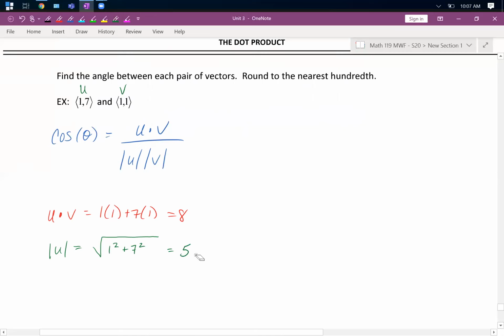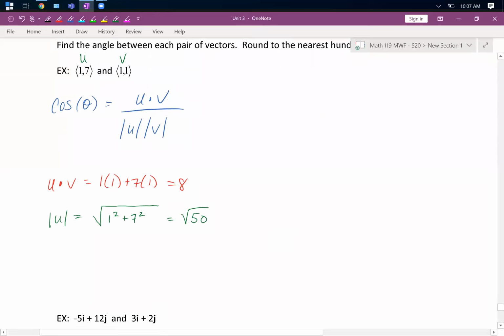So that's going to be the square root of 59. I wouldn't even waste my time simplifying that to 5 square root of 2, because I'm going to be multiplying it by something else and just shoving it in my calculator, so I wouldn't spend the time. And then we need the magnitude of our vector v. That's going to be the square root of 1 squared plus 1 squared.